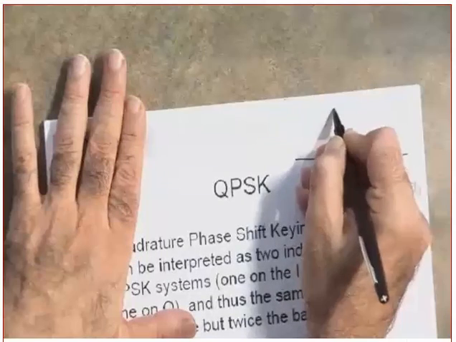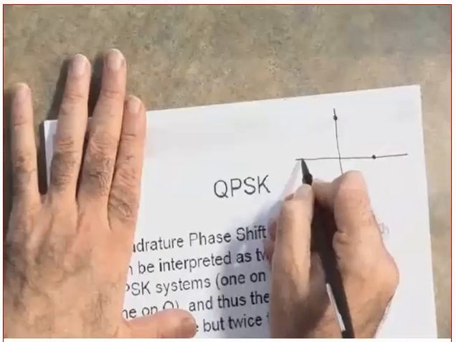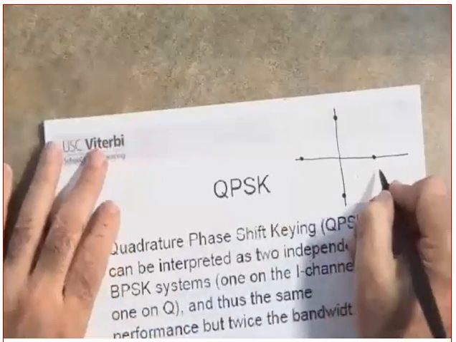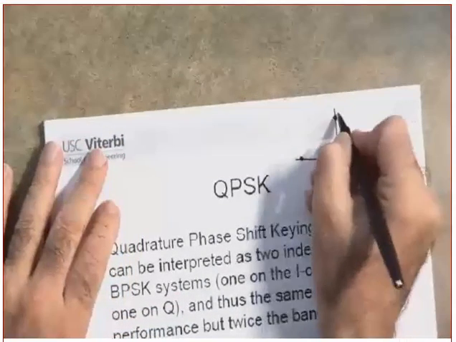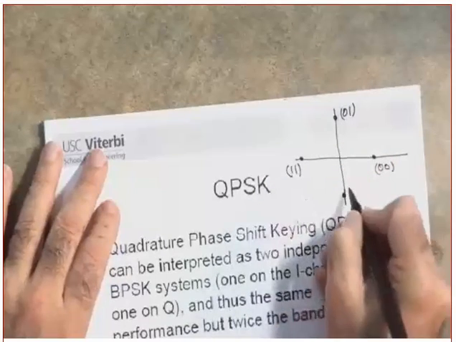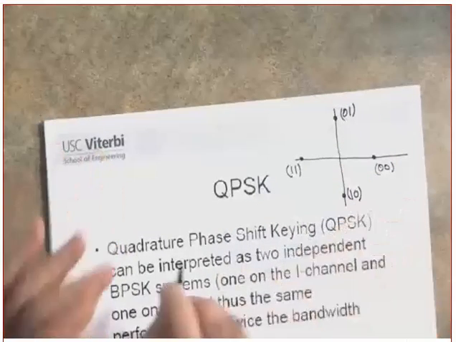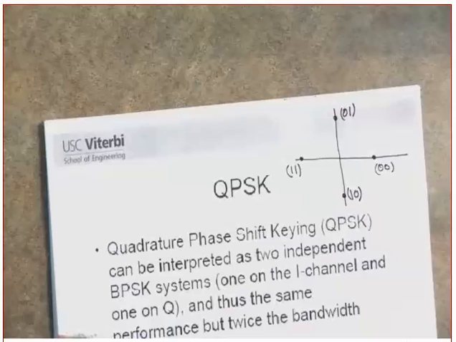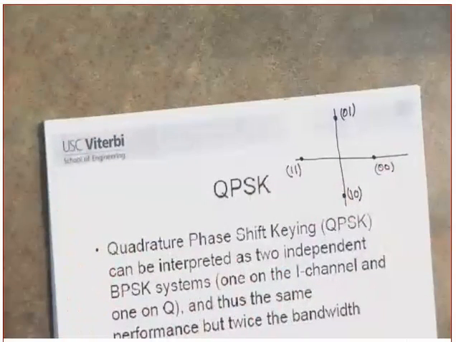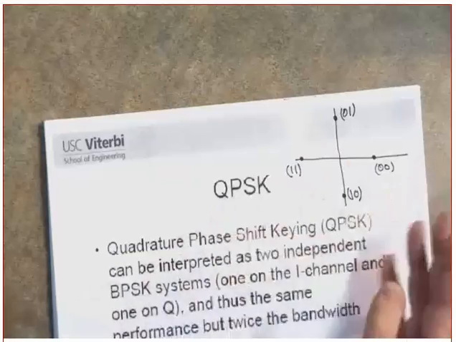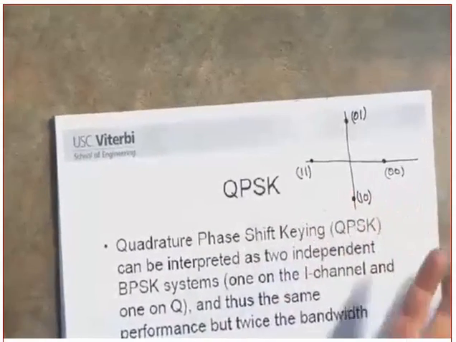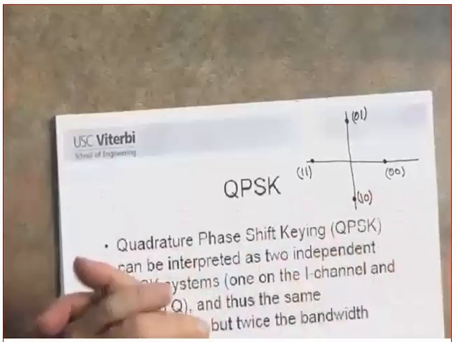How many phases? Again, this one, for example, represents 0, 0. This one represents 0, 1. This one represents 1, 1. And this one represents 1, 0. Clear? Or you can shift it, by the way, by 45 degrees or any other angle for that matter. Rotating the constellation does not change the probability of error. The probability of error will remain the same.